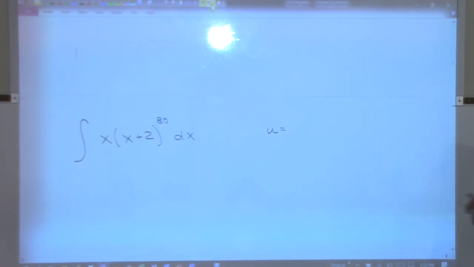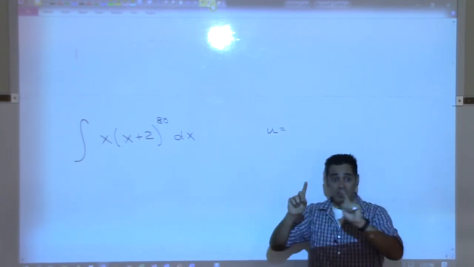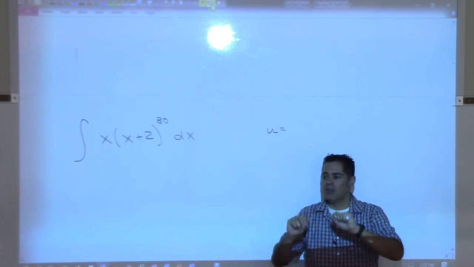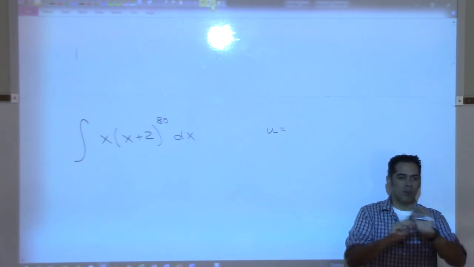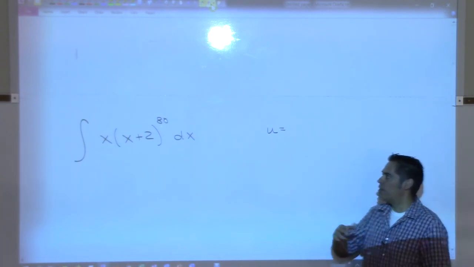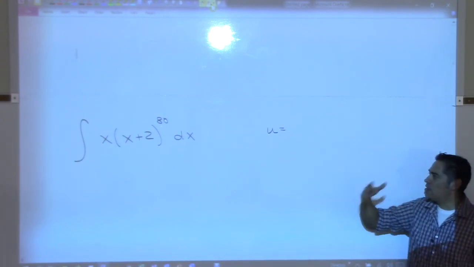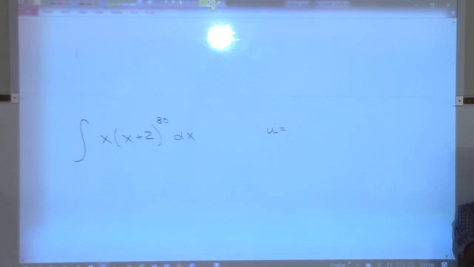By the way, when you're using u substitution, which is what we're doing right now, don't ever make the substitution u is equal to x. Don't ever do that. Because what happens is you just rewrite the entire problem by replacing all your x's with u's and you're exactly where you started. It's got to be something more than x.